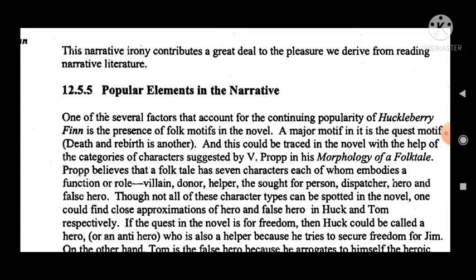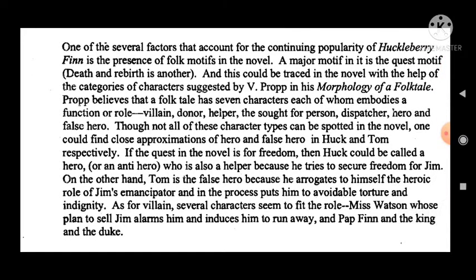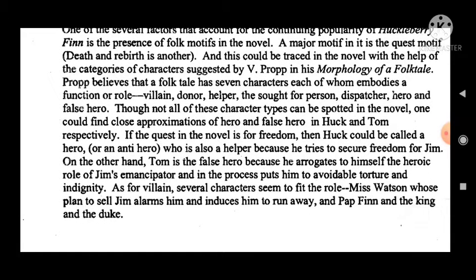Popular elements in the narrative. One of the several factors that account for the continuing popularity of Huckleberry Finn is the presence of folk motifs in the novel. A major motif is the quest motif; death and rebirth is another, and this could be traced in the novel with the help of the categories of characters suggested by V. Propp in the Morphology of the Folktale.